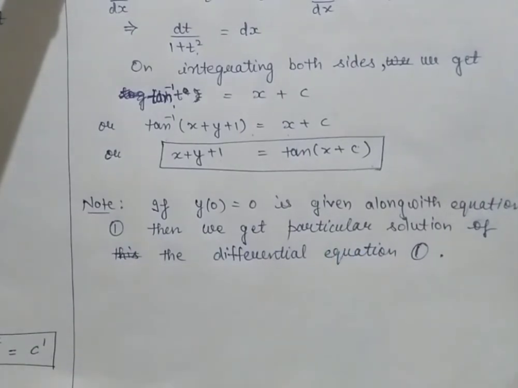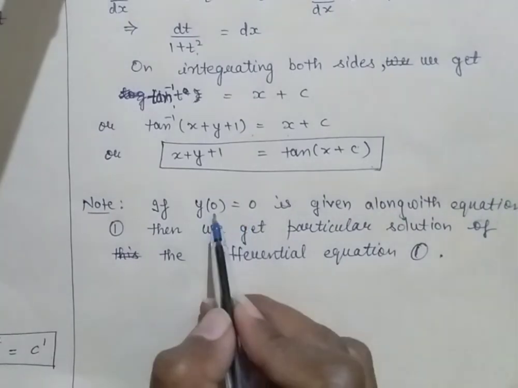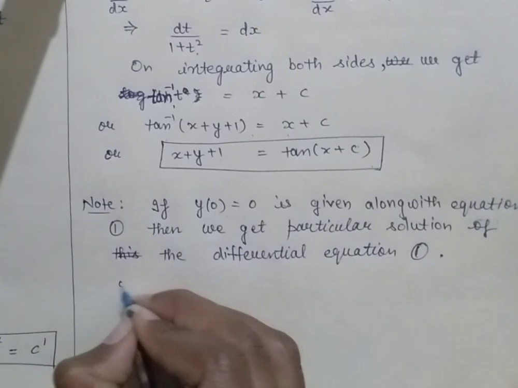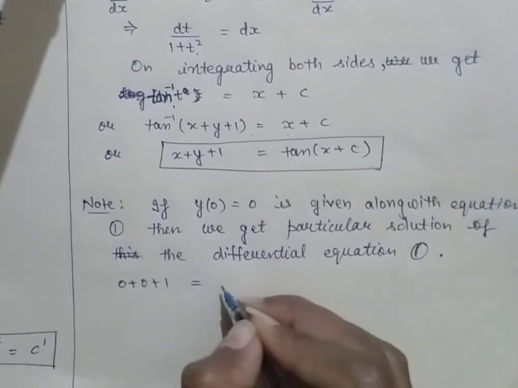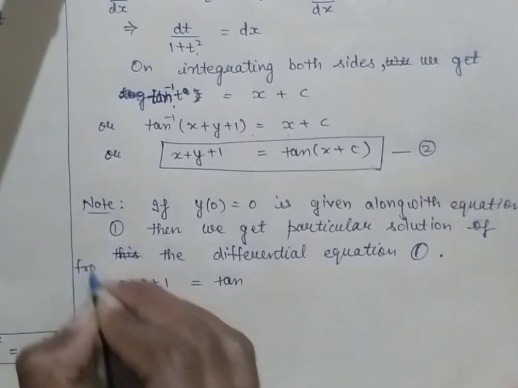Then we get the particular solution of the differential equation 1. In the general solution, we substitute the values x equal to 0 and y equal to 0. So if we substitute x = 0 and y = 0, this equation becomes 0 plus 1 equal to tan(0 plus c). Mark this as 2.